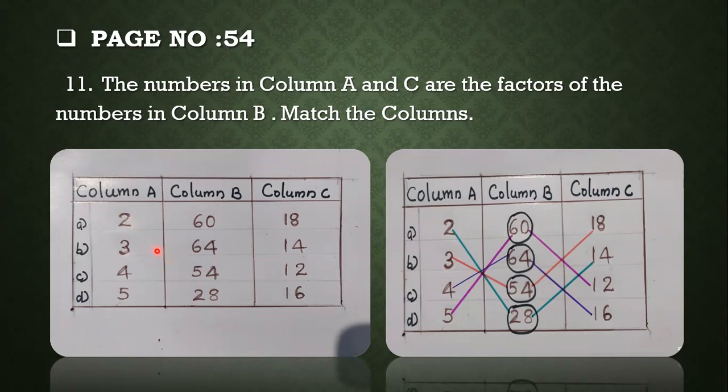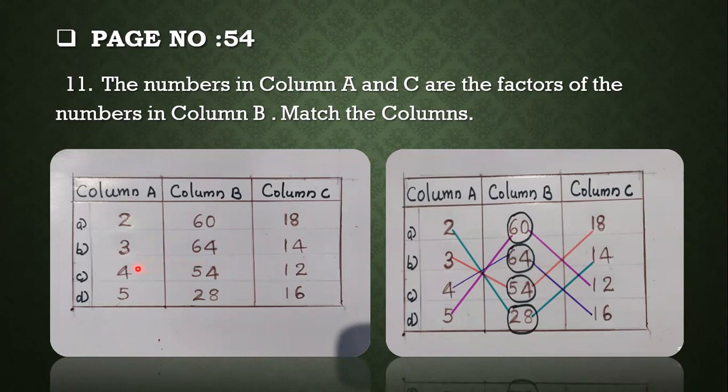Okay. Now we don't have to take 2, and also from column C, we don't have to take 14. Now from column A, we will take a 3. 3 into 18. 18 3s are 54. That is given in column B. So that will make the next pair. 3 and 18, these are the factors of 54. Now we will not be considering 18 and 14. These two numbers we have already matched.